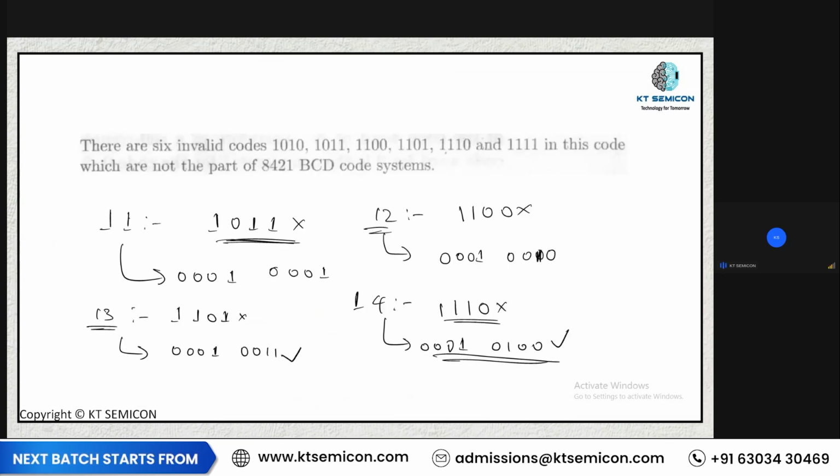And if you observe, we don't have the codes 1010, 1011, 1100, 1101, 1110, and 1111 in our BCD representation. So these are our 6 invalid codes in BCD representation. We don't have these codes in our BCD representation.